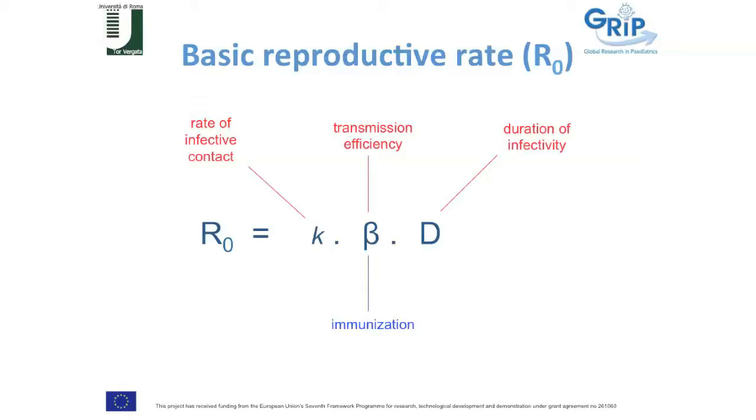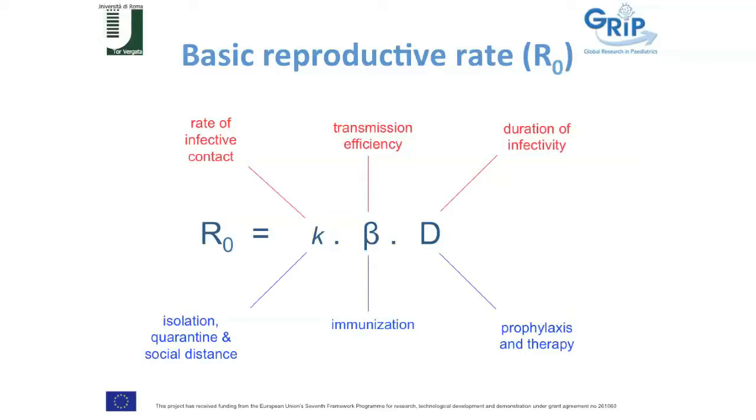Now, if we think about immunization strategies, we can easily understand that immunization aims at reducing beta, which is transmission efficiency, because it decreases the number of susceptible hosts. But at the same time, we can affect other parameters of this equation with other strategies. One is isolation and quarantine, which modifies the pattern of contacts among the individuals in a population, and this affects the parameter K. And we can also affect the duration of infectivity when we have antivirals or antibiotics that can limit the duration of infectivity and eliminate the pathogen.